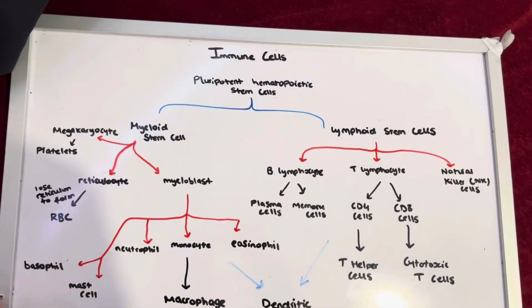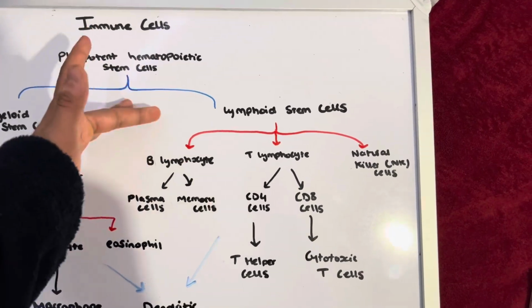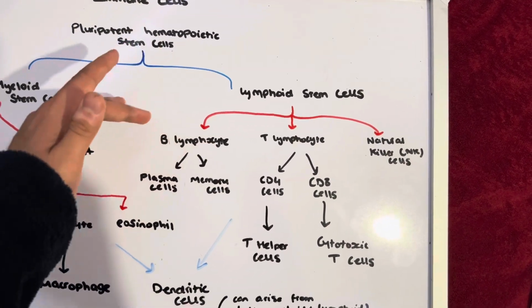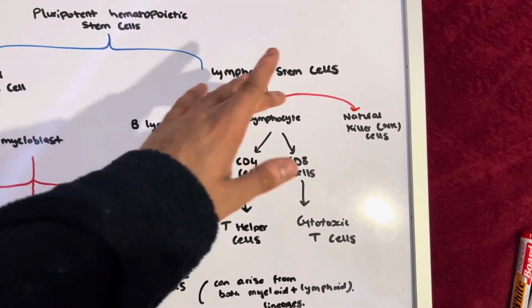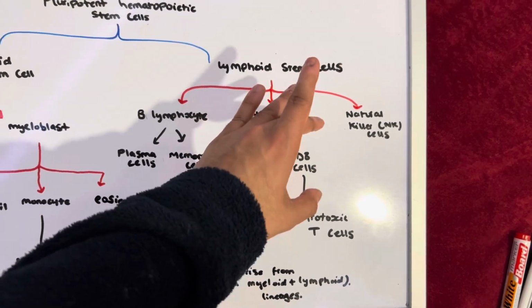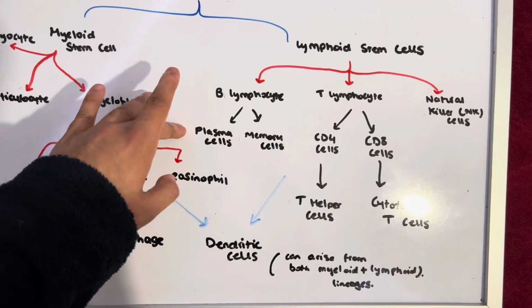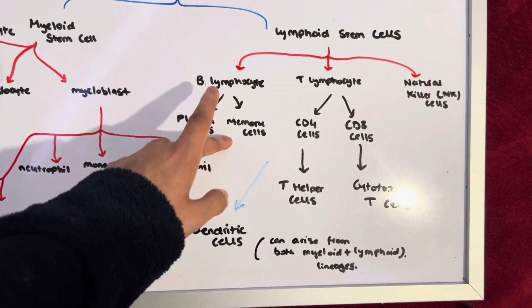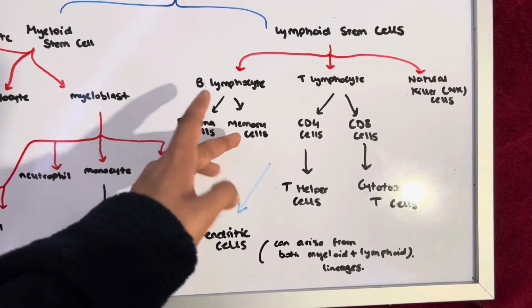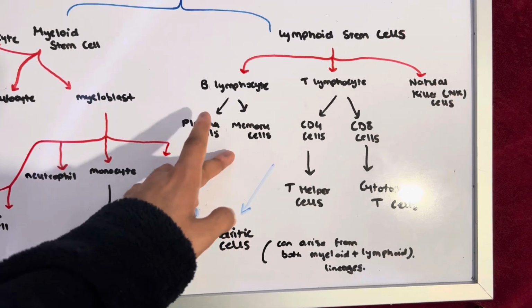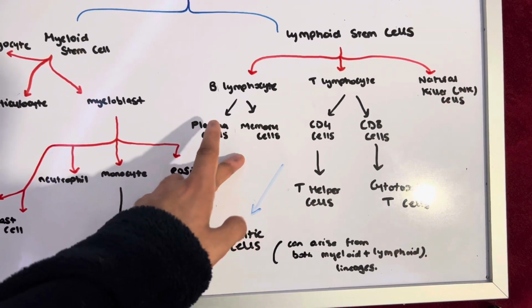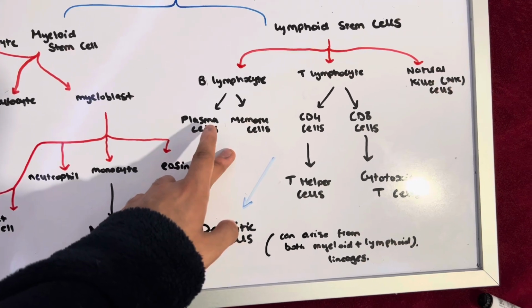And then if we look towards the other side, we've got our lymphoid stem cells, and that forms our B lymphocytes, our T lymphocytes, and natural killer cells or NK cells. B lymphocytes will form our plasma cells, which will produce antibodies, and our memory cells, which help for future infection and a speedy secondary immune response.